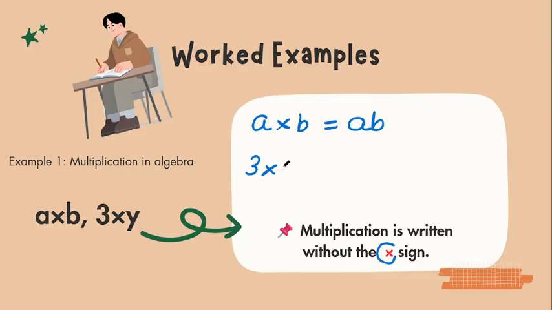3 times y. Then what would be the answer? Yeah, you are so close. Well done. It's 3y. Why? Yeah, it's about multiplication. So you are going to remove the multiplication sign. Well done. You did a great job.